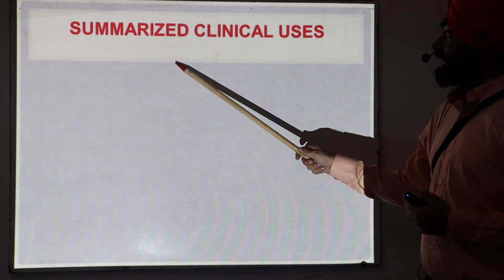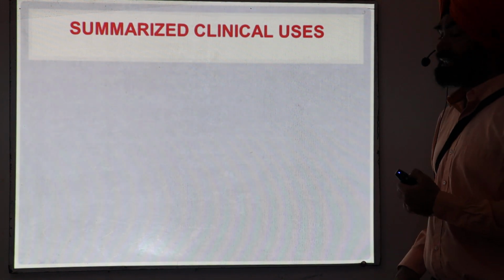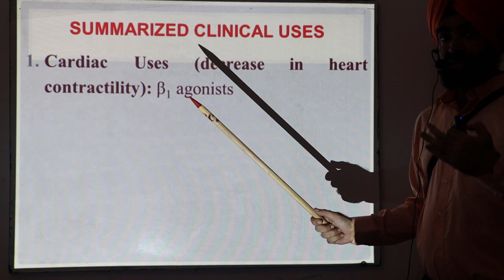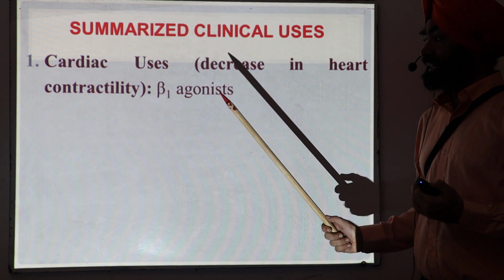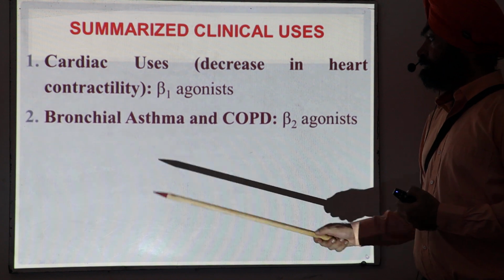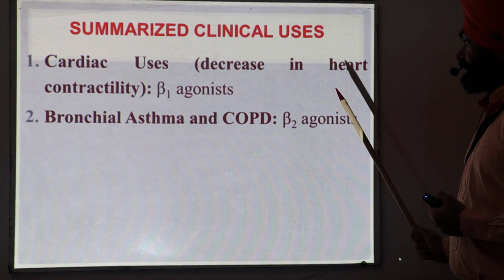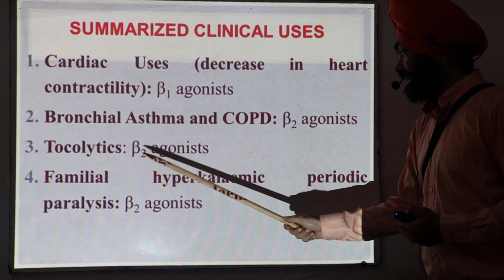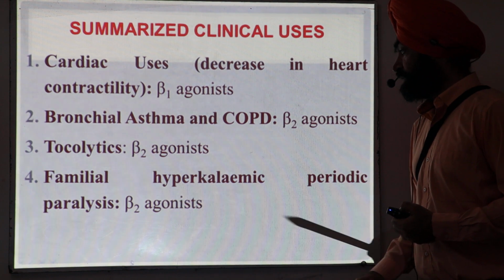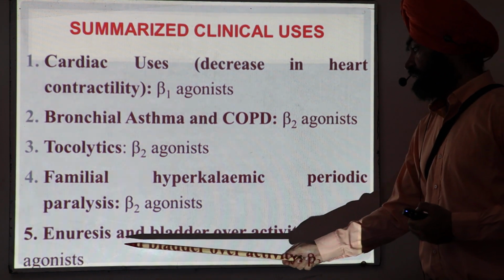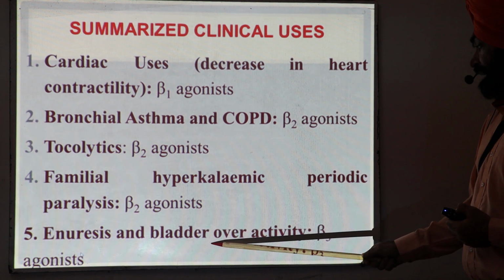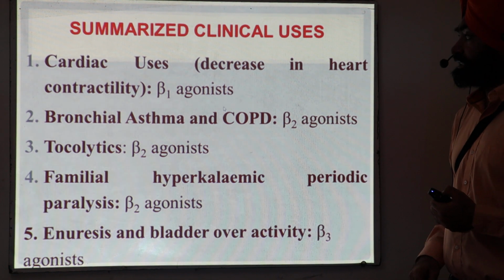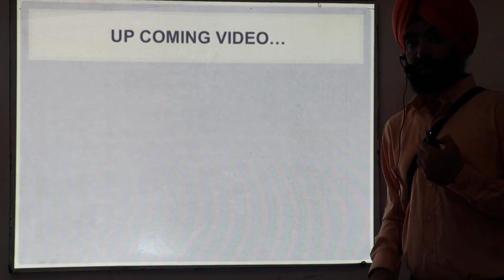Now I will discuss the summarized clinical uses. Number one, cardiac uses. When there is a reduction in cardiac contractility, we use beta 1 agonists. In bronchial asthma or COPD, we use beta 2 agonists. As a tocolytic, we use beta 2 agonists. In familial hyperkalemic periodic paralysis, we use beta 2 agonists. For obesity or bladder hyperactivity, we use beta 3 agonists. So this is what I wanted to discuss with you in relation to beta agonists.